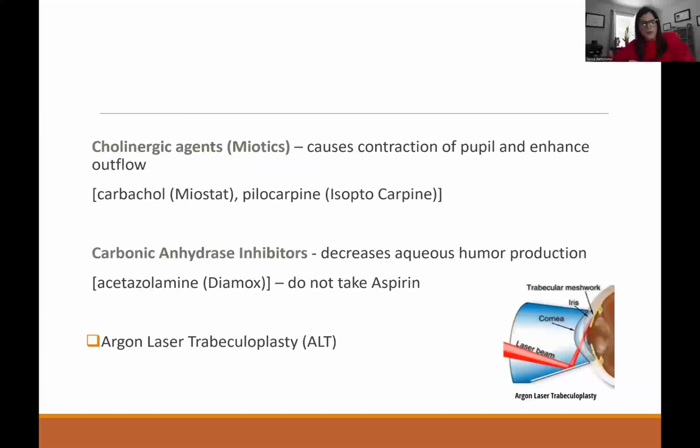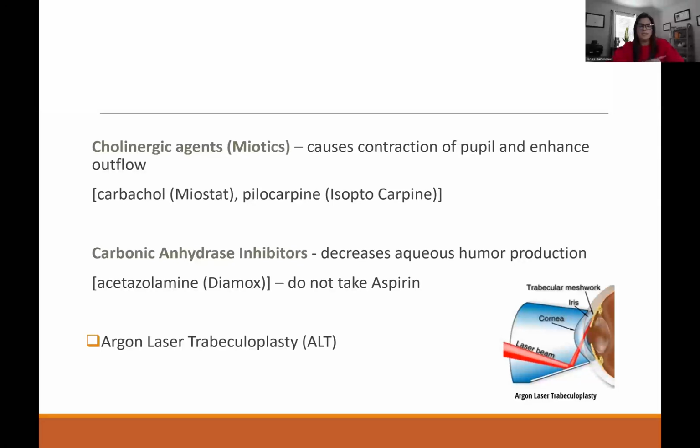There are other medications, the cholinergic agents or miotics. These cause the contraction of the pupil and enhance the flow of the liquid. And then you have your carbonic anhydrase inhibitors, which also decrease the production of the aqueous humor, but they're contraindicated to take with aspirin.